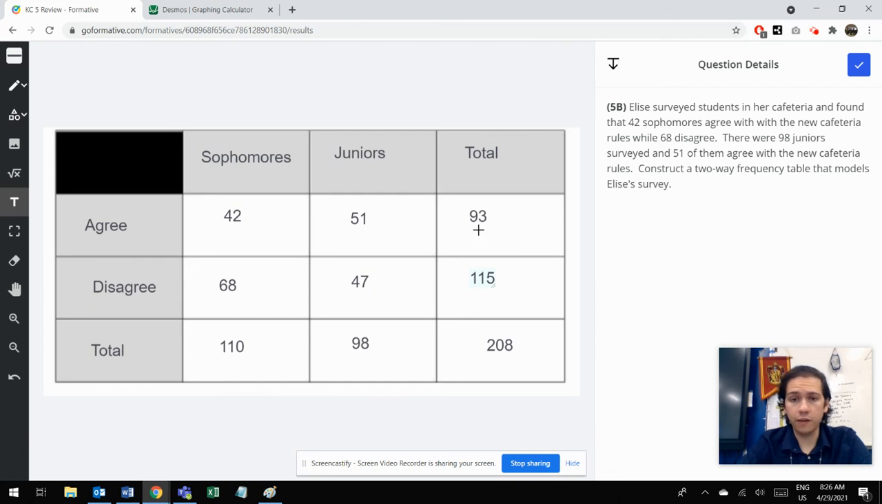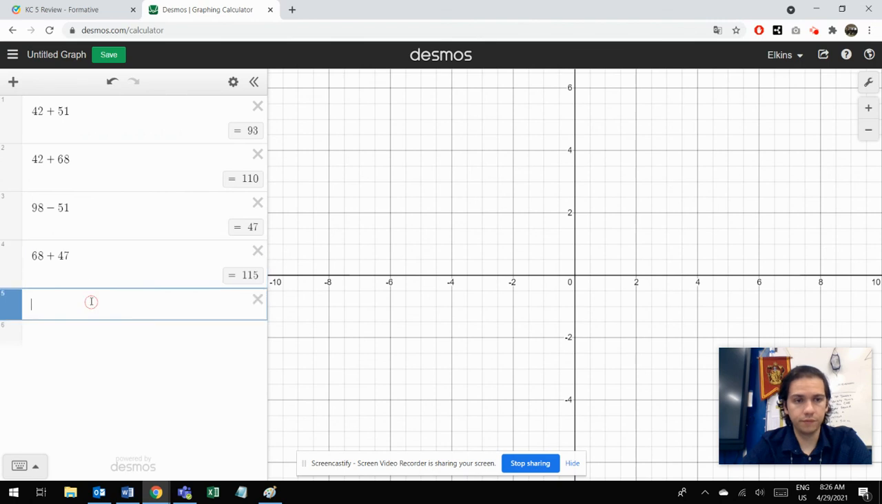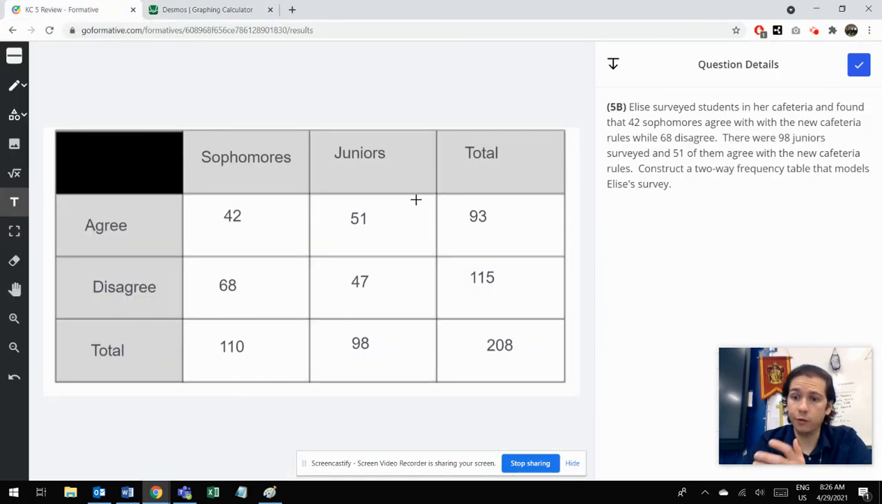Now, a good way to check our work is that these two, 110 plus 98, equal 208. Well, then these two vertically should also equal 208. So 93 plus 115, yep, 208. So perfect. There's our two-way table.